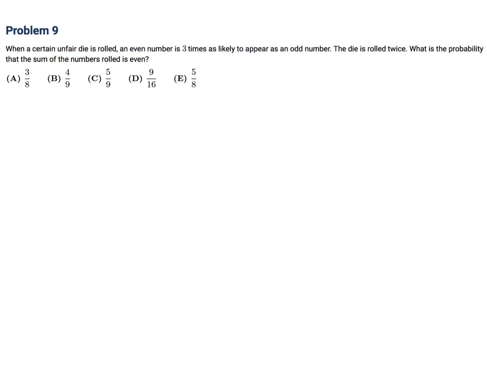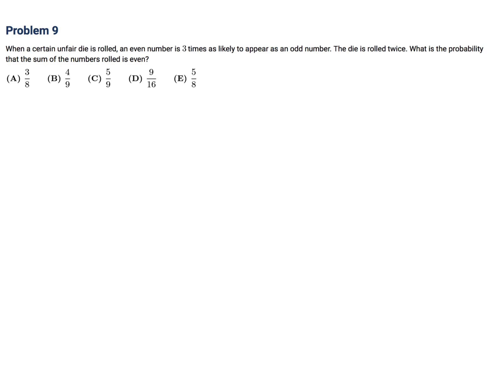When a certain unfair die is rolled, an even number is 3 times as likely to appear as an odd number. The die is rolled twice. What is the probability that the sum of the numbers rolled is even?